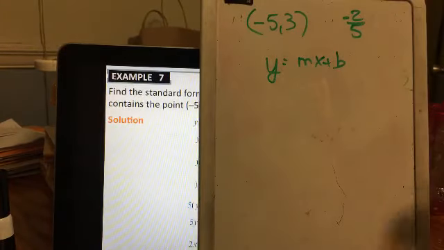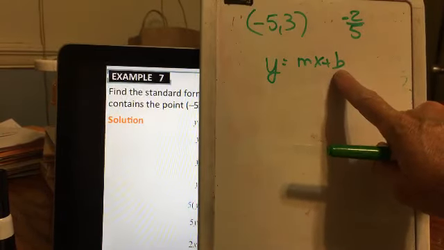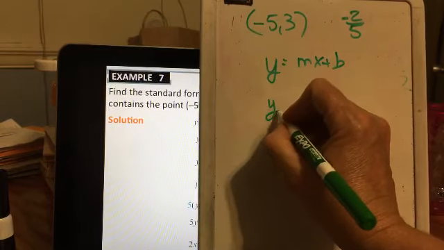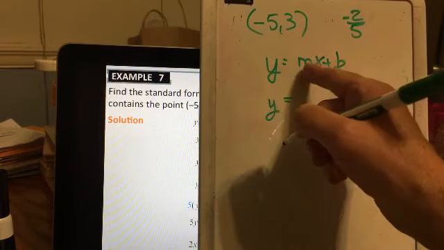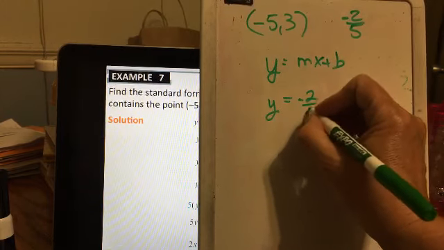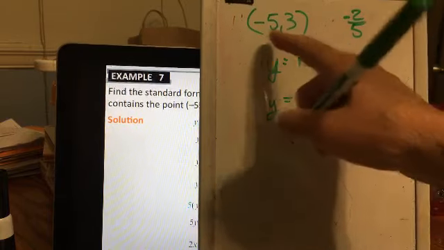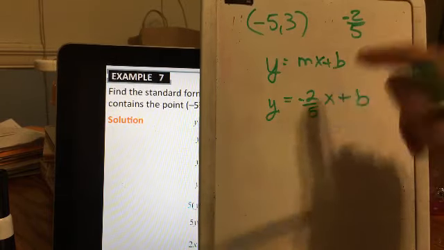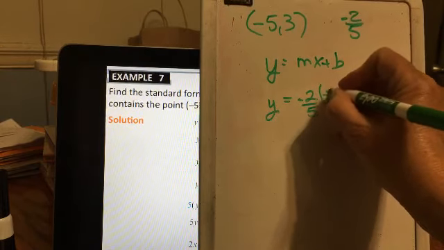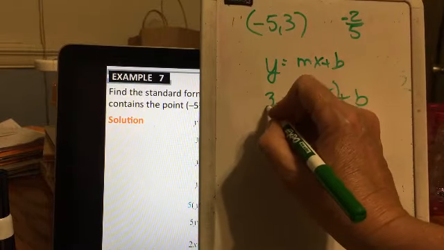This is the other method. We're going to just use this form. We don't have a y-intercept, but we do have a point. So we're going to take our slope-intercept form of the line. Y is, instead of the m, I'm going to put in the slope I'm desiring. And then I'm going to take the point, which is supposed to lie on the line. I'm going to put the x value here, -5. And I'm going to put the y value over here, 3.